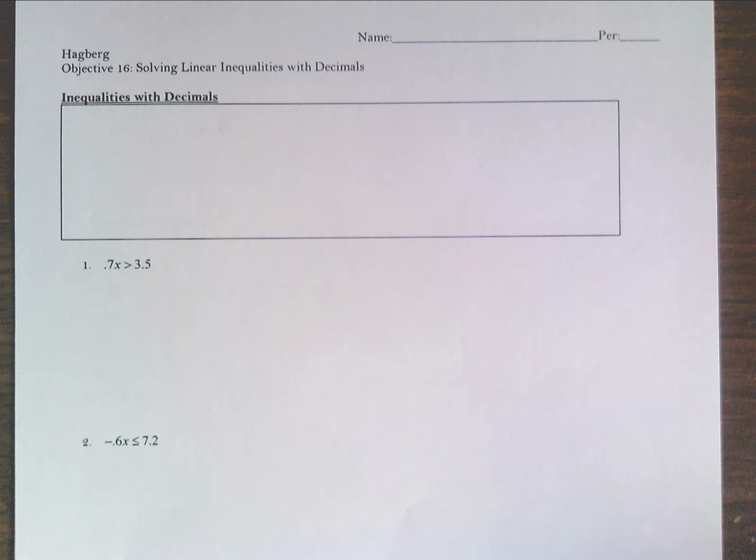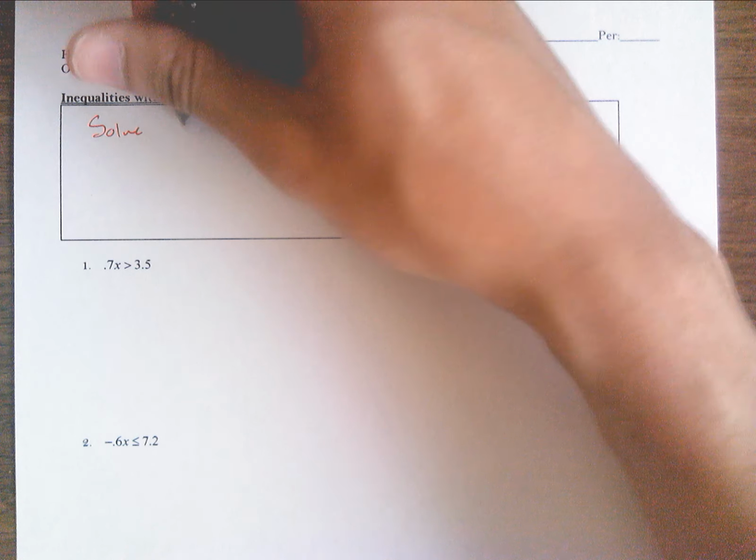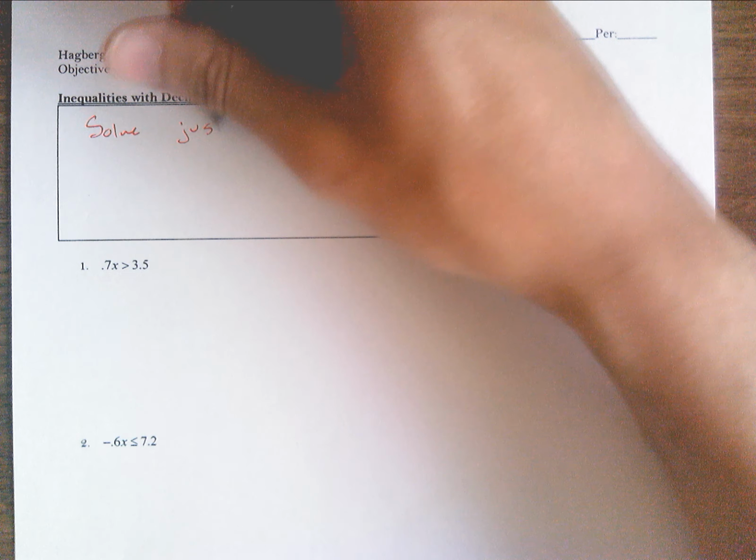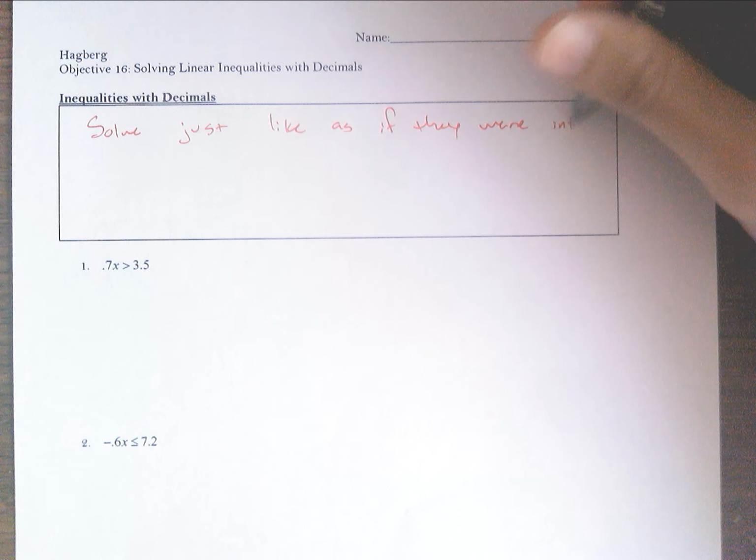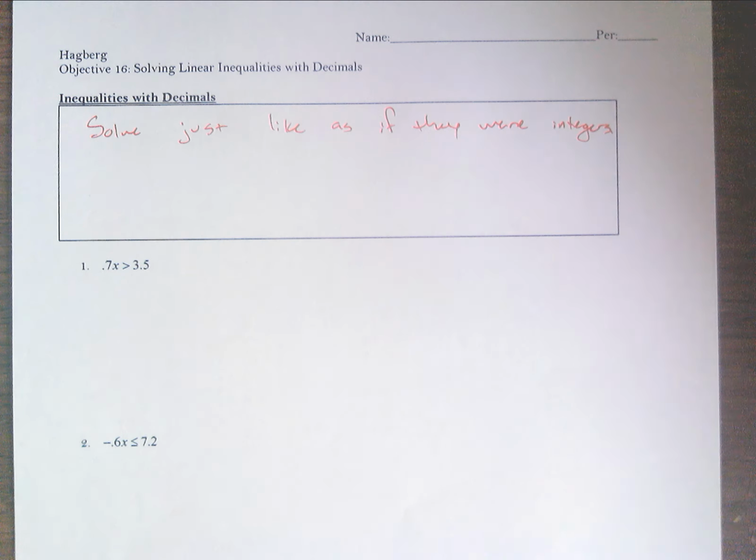All right, here we go with objective 16, which is solving these linear inequalities, but now with decimals. This isn't so much a new objective, but it's really just an extension of the previous objective, which was solving linear inequalities. So it's quite similar. We're just going to add on to what we know. In order to solve these inequalities with decimals, we're going to solve them just like as if they were integers, just like how we have in the past.